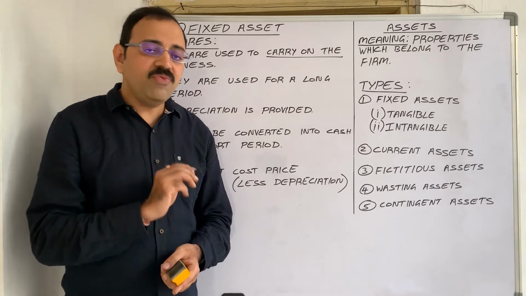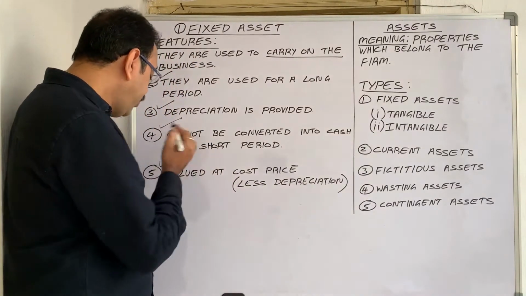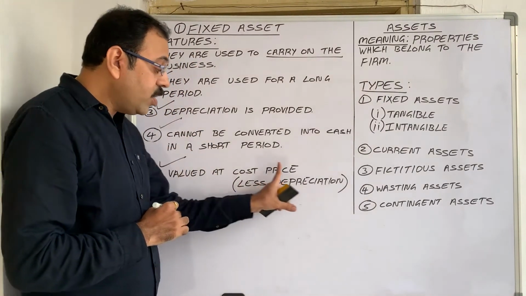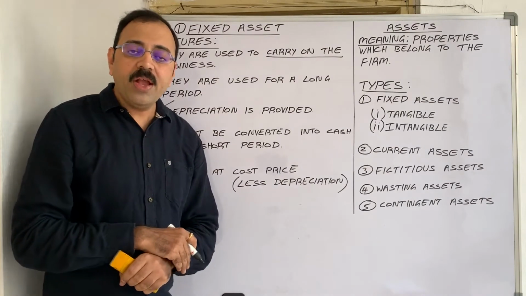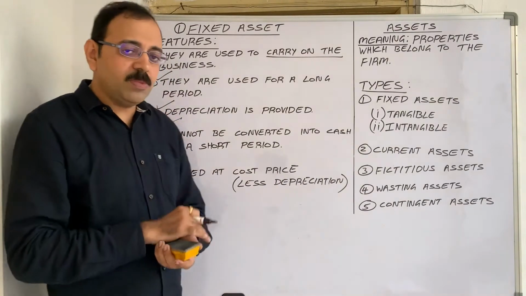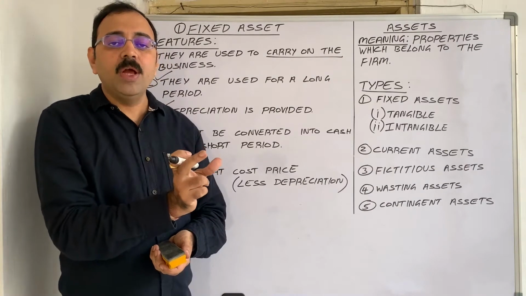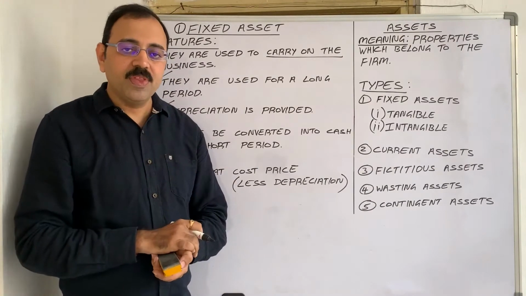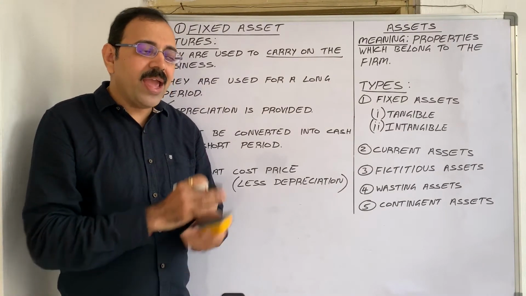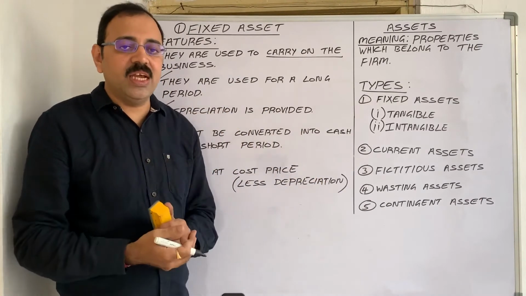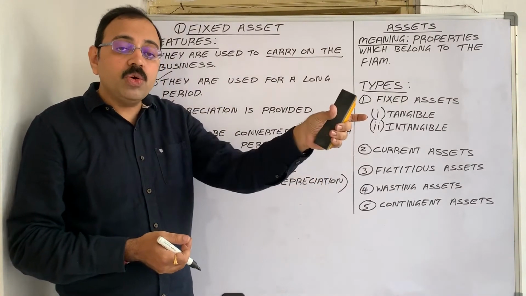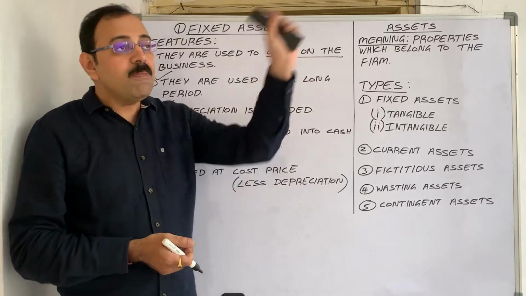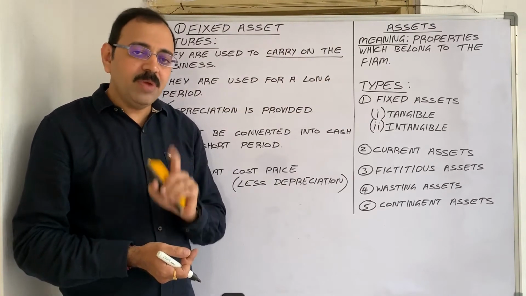No. The last feature is that a fixed asset is valued at cost price. In accounts, we follow some concepts, no? There is one concept known as the cost concept. What that concept says is, while evaluating the fixed assets, its cost price should be shown in the books, not the market price. What is the meaning of this?